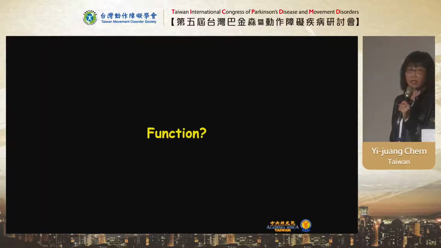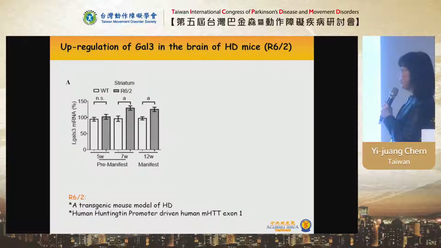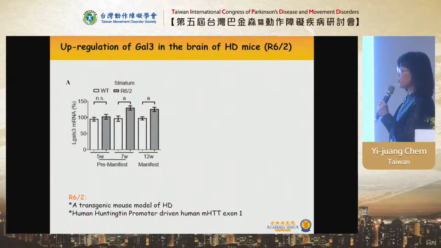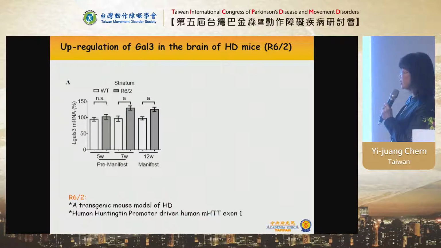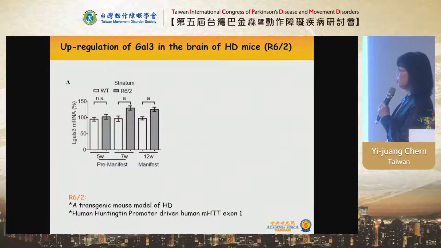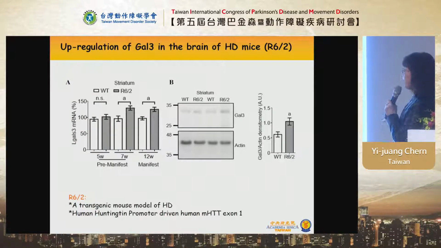So what does that mean for function? In order to study that, the first thing we do is find a good animal model. In this case, it is a transgenic mouse model of Huntington disease. Very similar to the human brain, you will find the galectin-3 level is increased throughout the disease progression. So this is pretty good, it can be a good model. And if we look at the Western, we also found the increase in the Huntington's mouse.